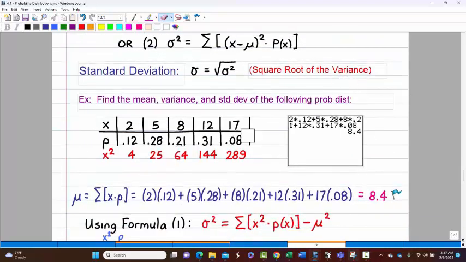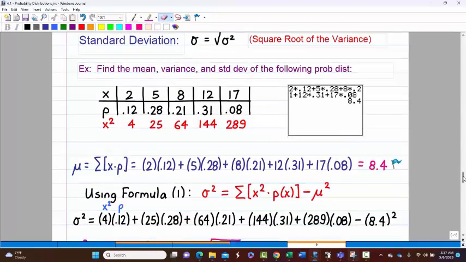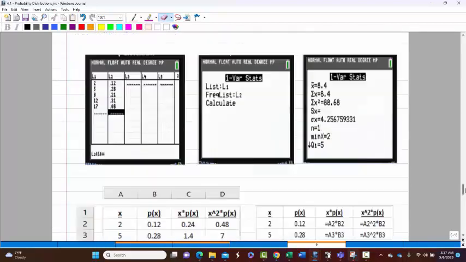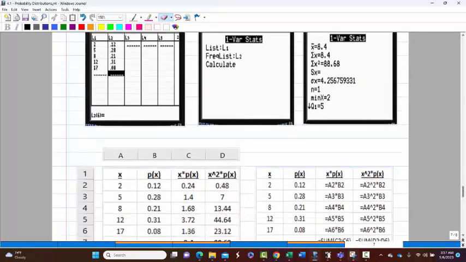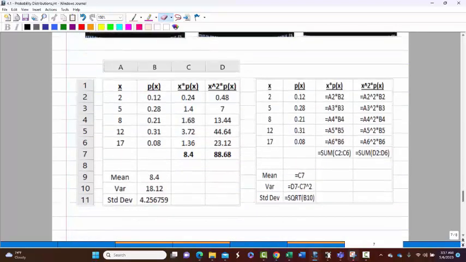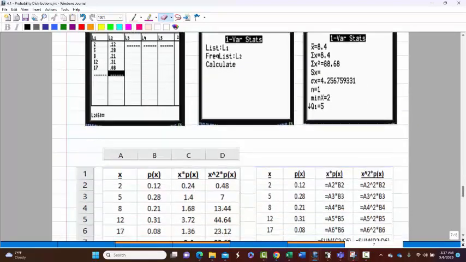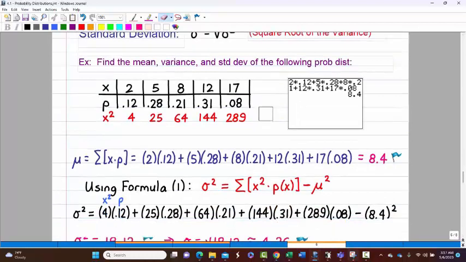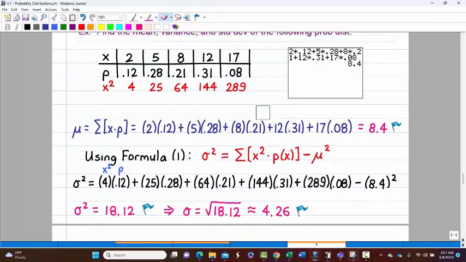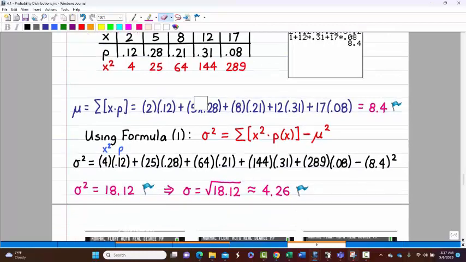So this here was a distribution. In fact, I have this in Excel. Now, we'll do this in Excel for a new example here in a little bit, but I can explain what's going on right here in the meantime for this one. And the same thing with the calculator. I'll show you new examples there.